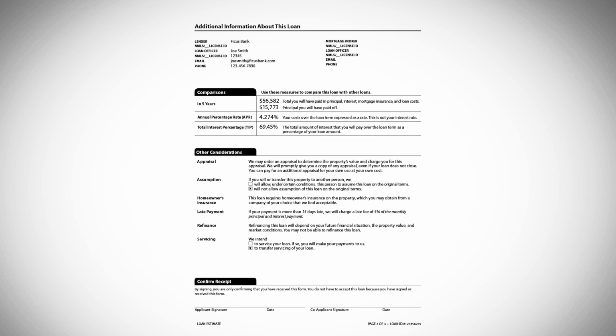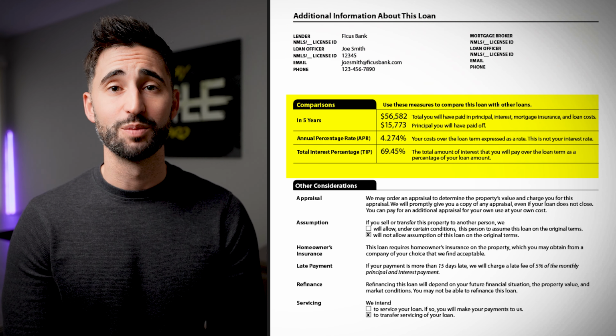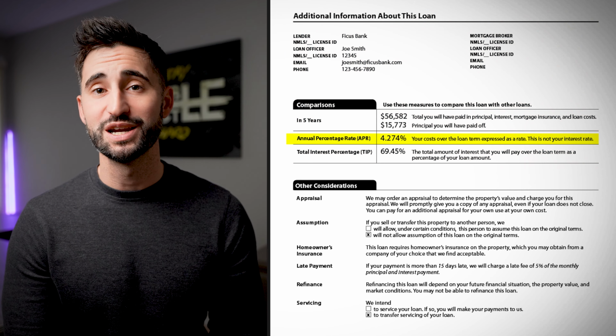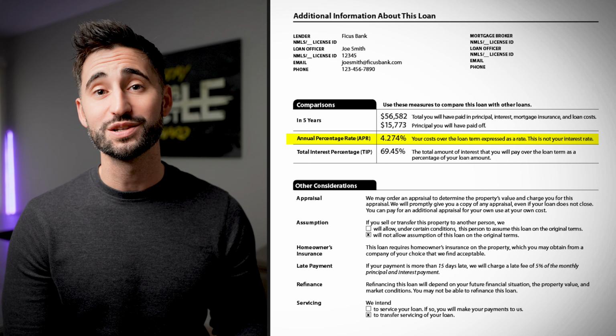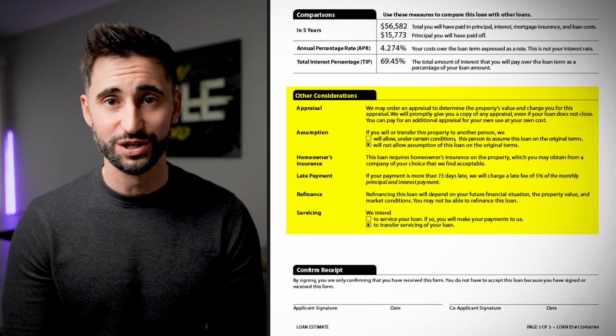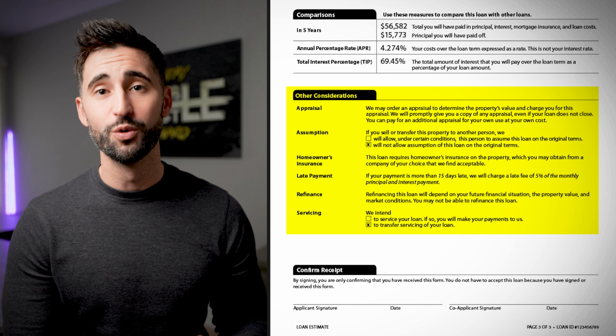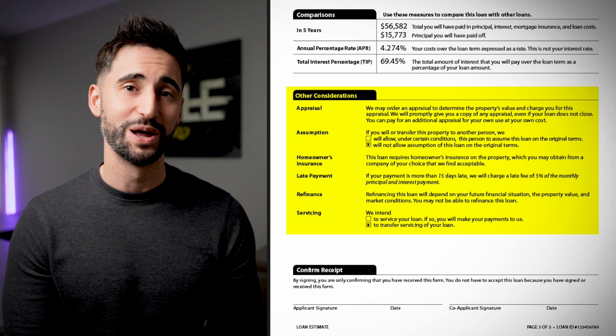Page 3 of the loan estimate is just additional information about your loan. And in my opinion, is the least important page of this document. So the top will have information about your lender. Below that will be some comparisons, such as your annual percentage rate, which is a really big buzzword, this isn't your interest rate. This is just the cost of the loan expressed as a rate. And then below that are going to be some other considerations, such as if the servicing of the loan will be transferred when this loan is closed, as well as future refinance, what to do about late payments, and an appraisal.